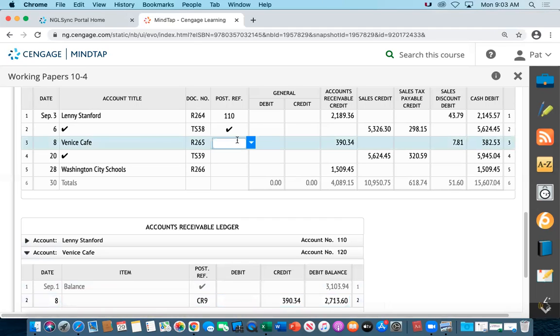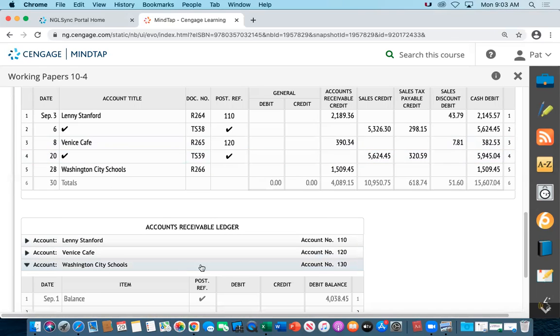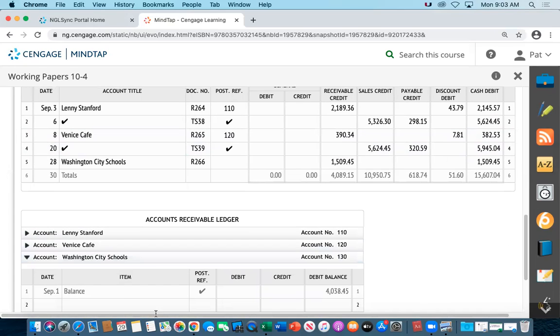Last step in posting is to put the account number up in the journal. So you got to put 120. Check mark again. That's why I told you when we were doing those, I love the check marks. There's no posting. All right, last step. Washington Schools 28. No, I'm wrong, CR9. I was just reading theirs.